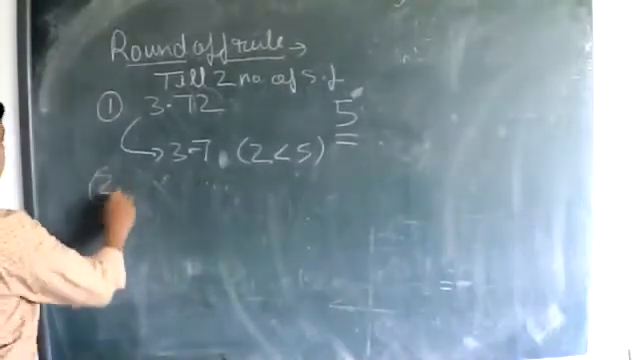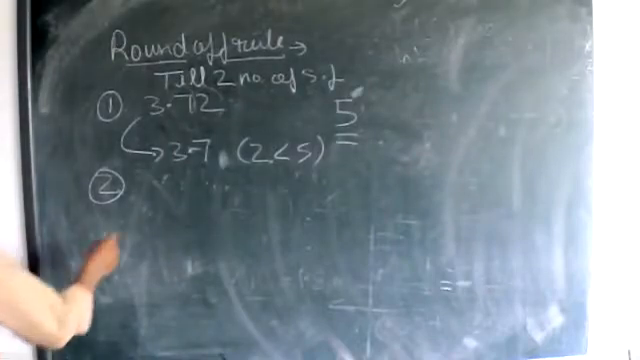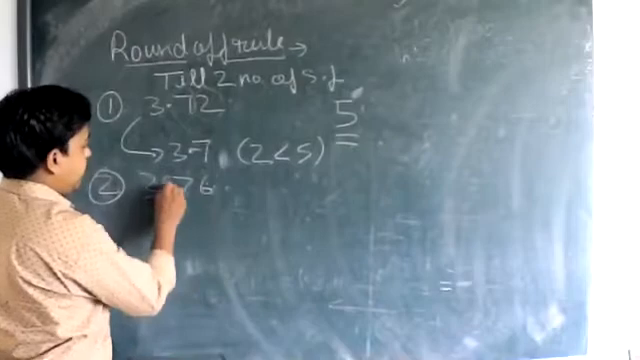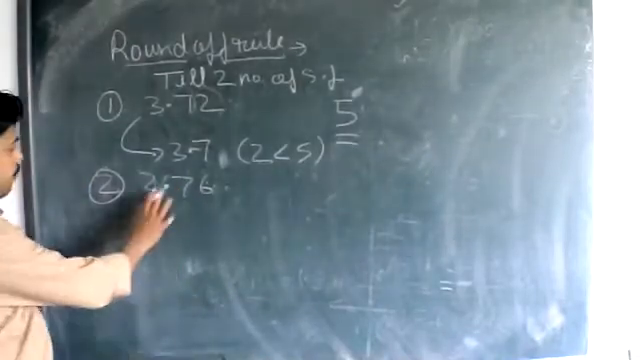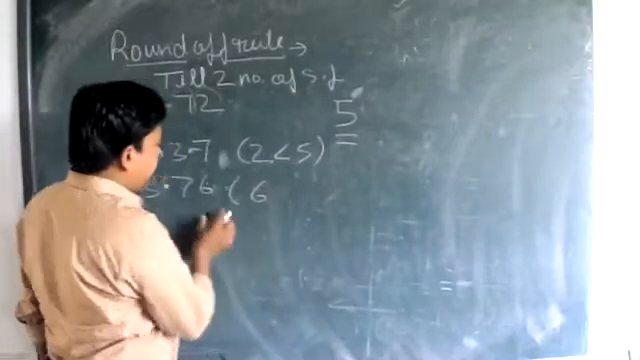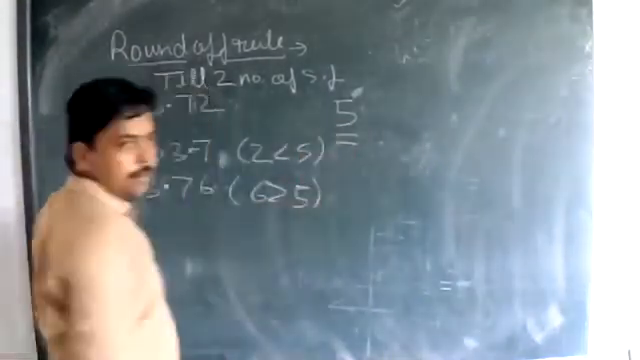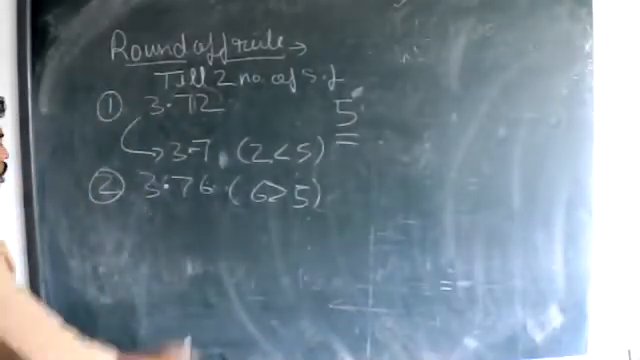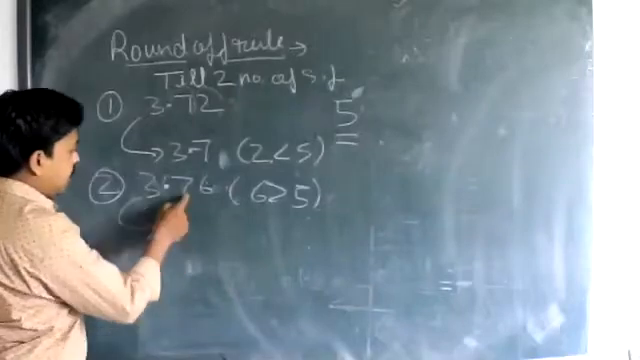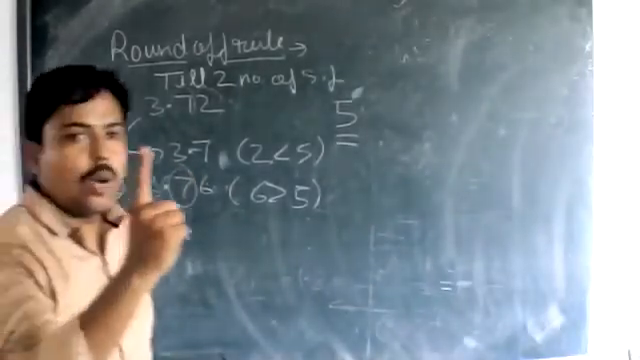Now, second example: suppose there is a number 3.78, which we wrote last time. Here you can see that the 8 which we want to eliminate is greater than 5, which is our parameter. So if we replace this 8, the entire term, this 7, will be increased by 1.